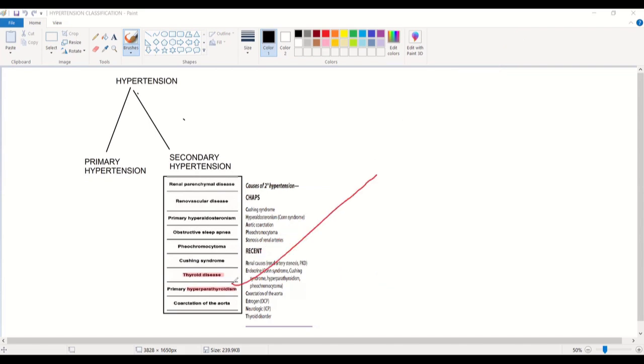Primary hyperparathyroidism leads to increased blood pressure. There are a lot of mechanisms of it. I'm not going to detail that mechanism, right? Increased calcium leads to increased sodium reabsorption. It directly increases the arterial tone. So multiple ways it will lead to hypertension.